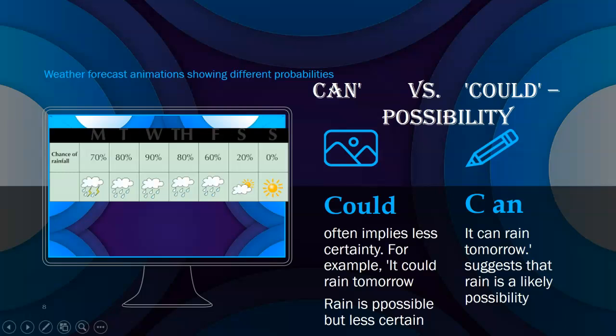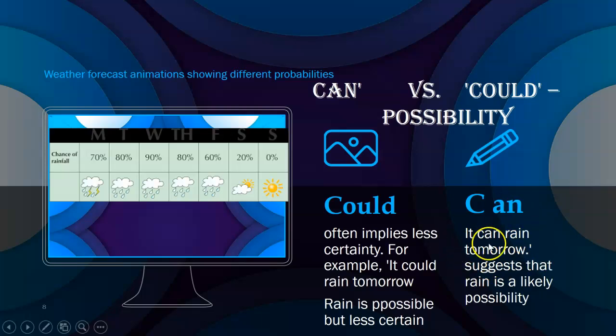So we know that there is similarity: we can use can and could for possibility or ability. But the difference is that, like I told you, we use could for something in the past and can for something we are talking about in the present. Okay, so let's see. For example, it can rain tomorrow.